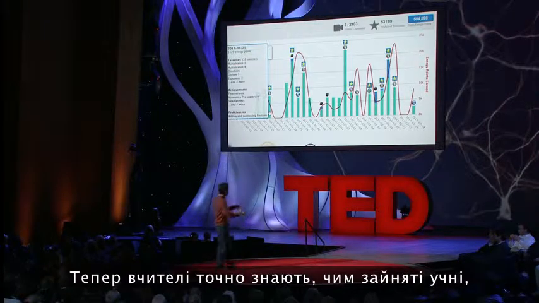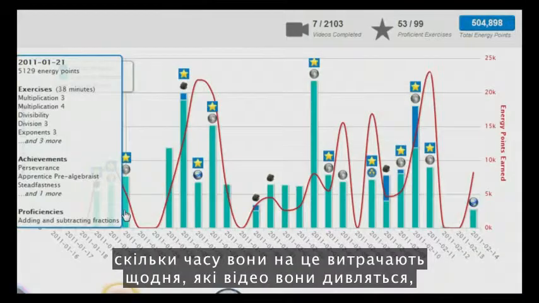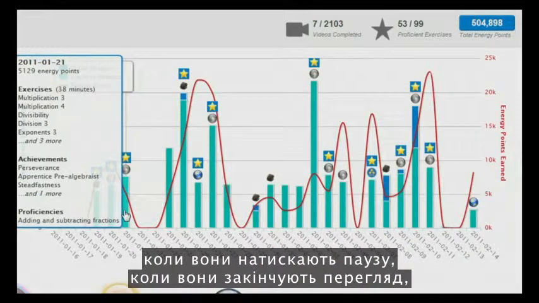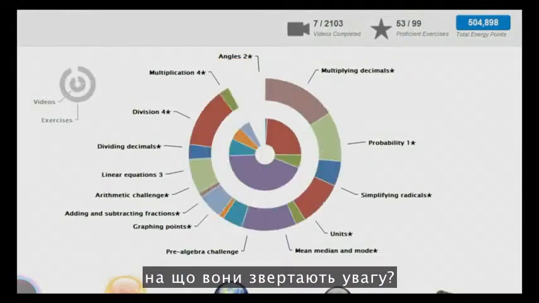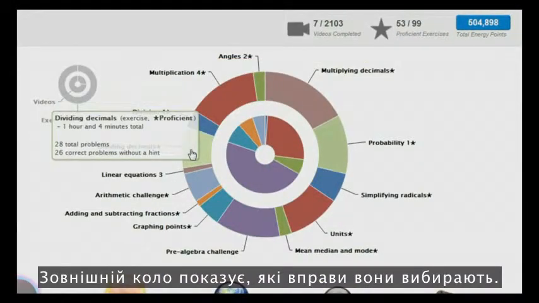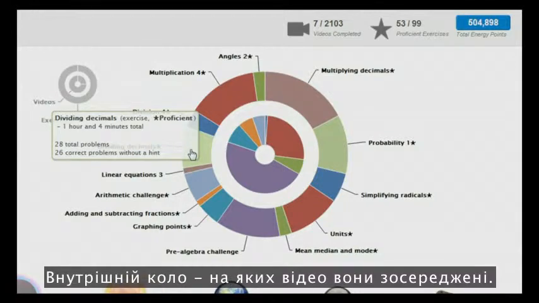productive as possible. So now the teachers know exactly what the students have been up to, how long they've been spending every day, what videos have they been watching, when did they pause the videos, what did they stop watching, what exercises are they using, what have they been focused on. The outer circle shows the exercises they're focused on, the inner circle shows the videos they're focused on.